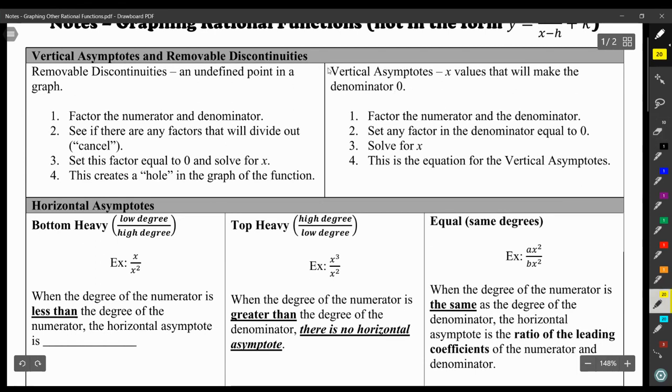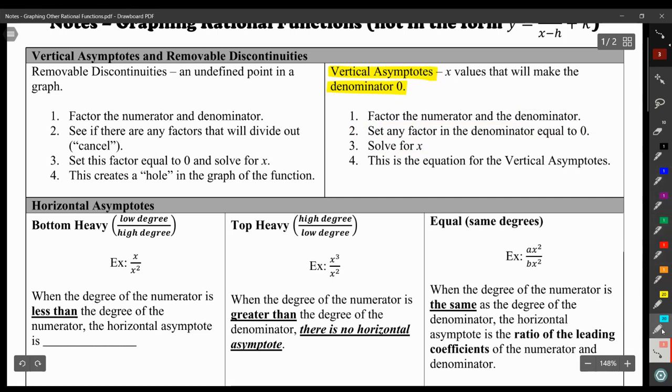So a vertical asymptote is found when you are trying to set the denominator equal to 0, because you're not allowed to divide by 0. So any x value that makes the bottom 0 is not going to be able to be used. And so we find that by factoring both the top and the bottom, set any factor that's in the denominator equal to 0, and solve for x.